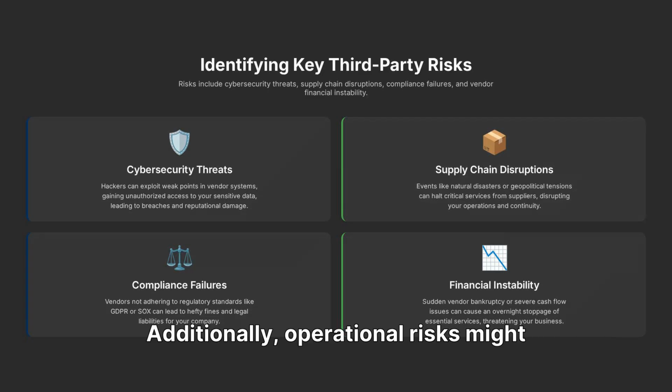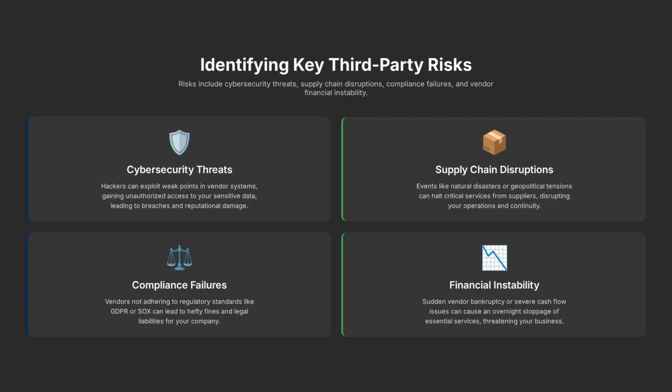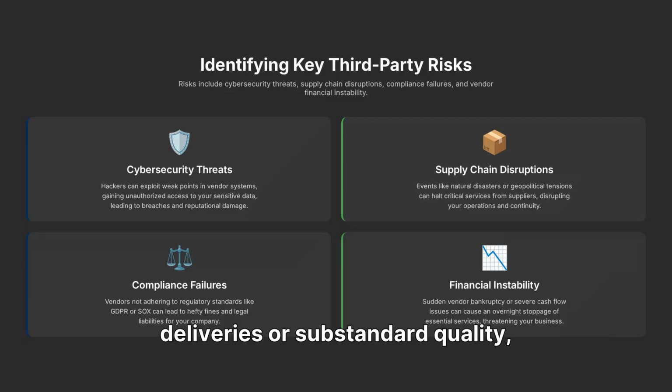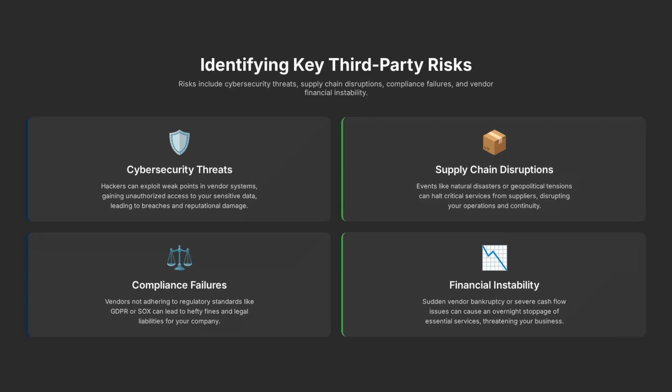Additionally, operational risks might emerge from poor vendor performance, such as delayed deliveries or substandard quality, or from sudden vendor insolvency, which could force your operations to grind to a halt without a backup plan, emphasizing the need for proactive identification to safeguard your business continuity.